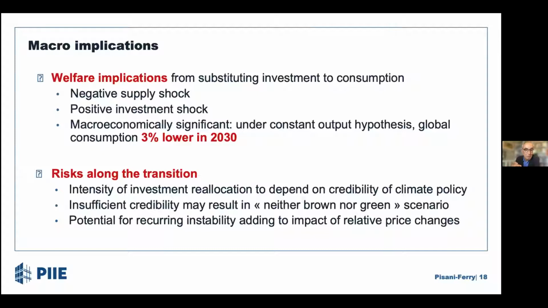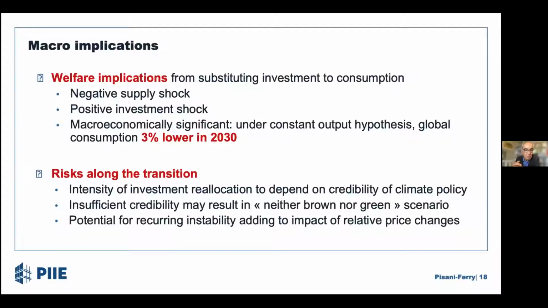So that means reallocation of output away from consumption towards investment. And again, if you do it at the world level, that's simple because it's a closed economy. That means 3% less consumption by 2030, which is again a significant number in terms of the welfare implication.